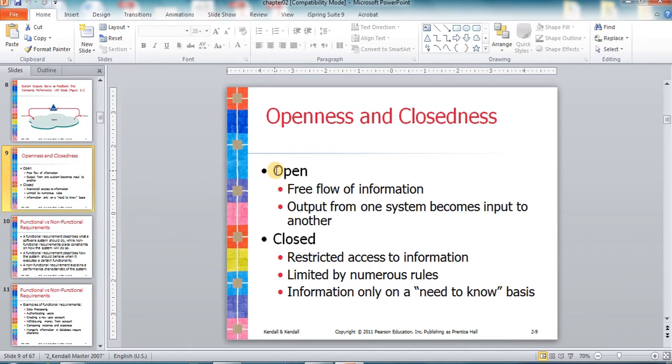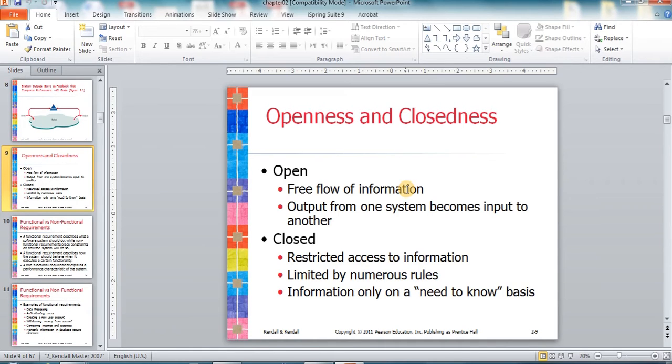An open system has a free flow of information. You don't have any restriction on any kind of information related to the system. All the data or information related to the system is free. Anyone can know about this data or this information.